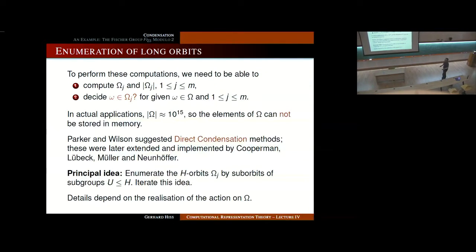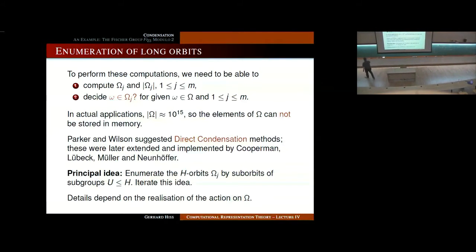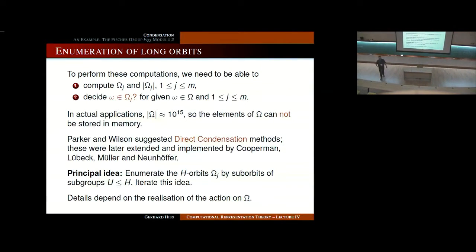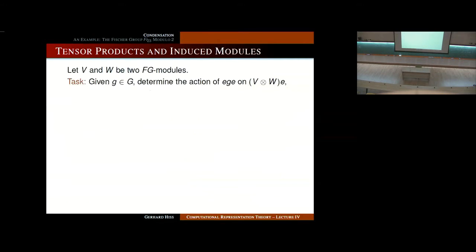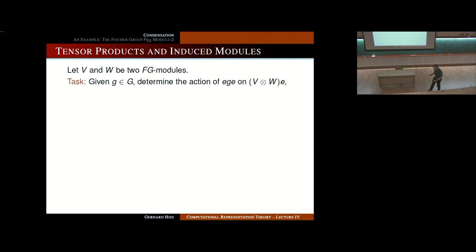And of course, the details, again, depend on the realization of the action on omega. For example, it might be the case that you say, okay, I want the permutation action of the baby monster on the cosets of a maximal subgroup. Or I want the permutation action of the group on the vector spaces of dimension 4 in a given module, and so on and so forth. So I cannot tell you more details because it depends on the realization of this action. So this is one of the ways one can condense.